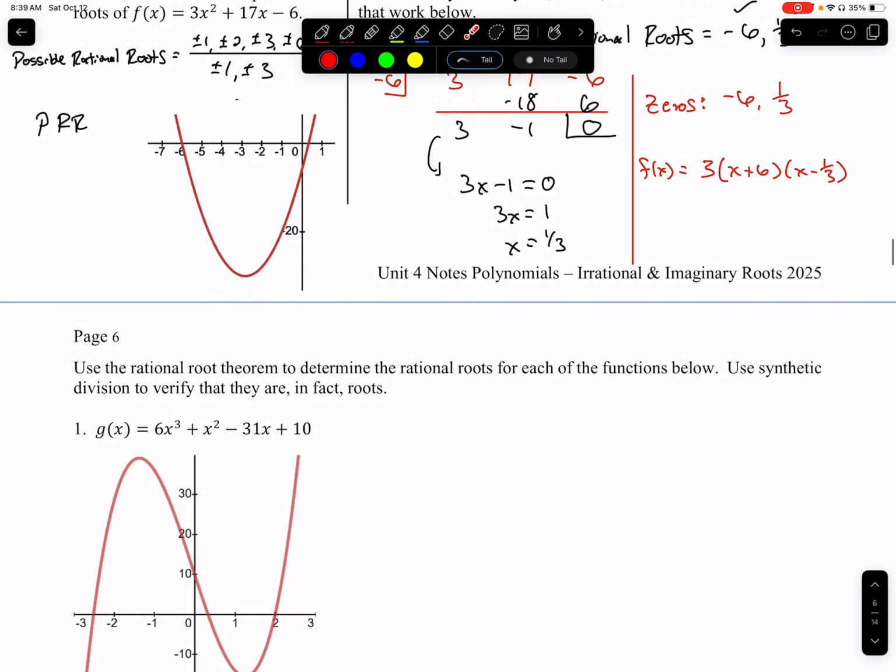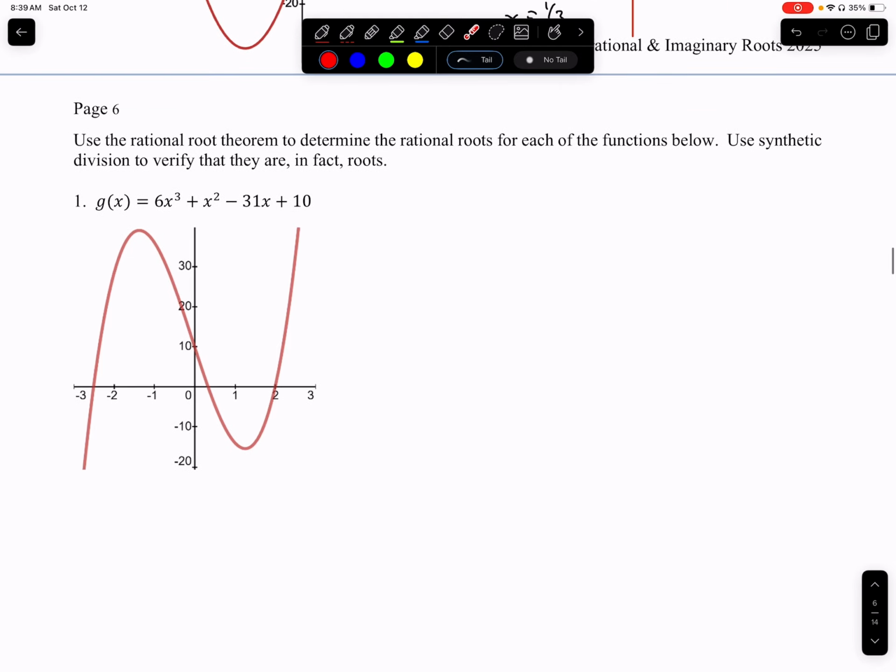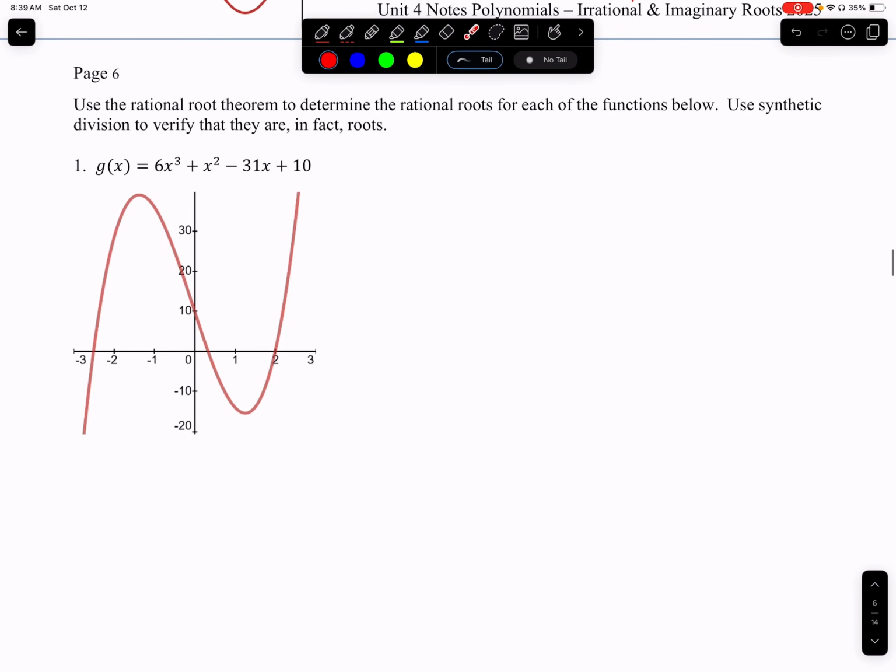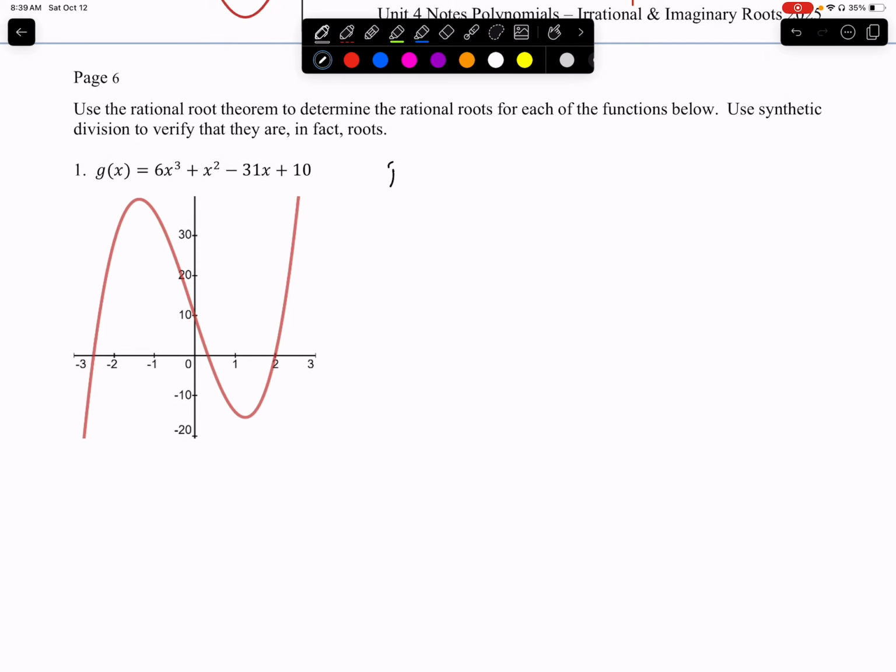Let's do 2 more examples from the beginning. In each case, we're going to be given a graph, and we're trying to figure out what the roots are for this function. So step 1, we're going to list the possible rational roots.